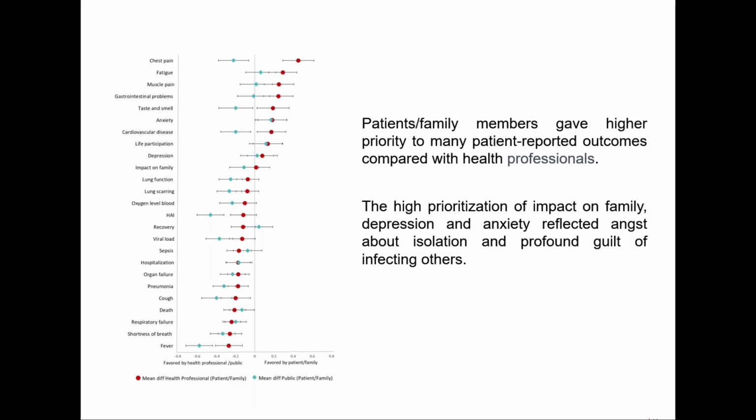And we did also look at not only the scores, but the qualitative data, which also indicated that the higher prioritization of the impact on family, depression, and anxiety did reflect a lot of the angst about isolation, and patients also talked about the guilt of infecting others or potentially infecting others. Next slide.